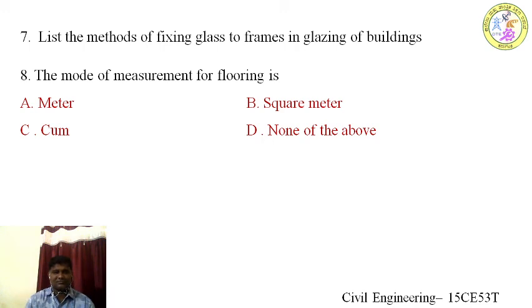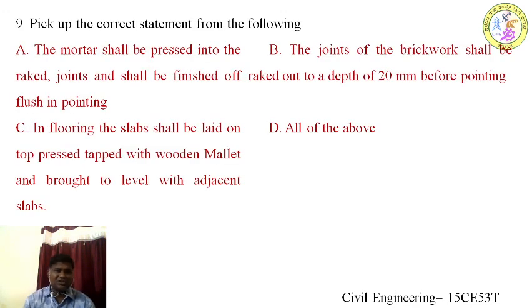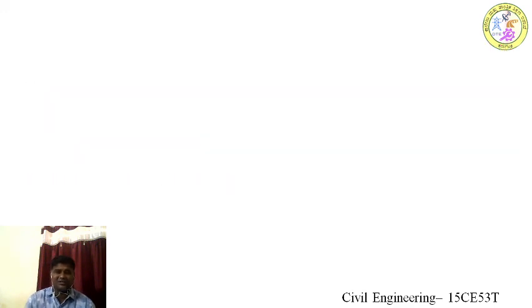Ninth question, pick up the correct statement from the following. The right answer is option D, all of the above. All the statements are correct. Usually when pointing, I am going to press the mortar into the joint. I am going to rake out to a depth of 20 mm before pointing, and while flooring I am going to use a wooden mallet to make it level to the adjacent slabs.